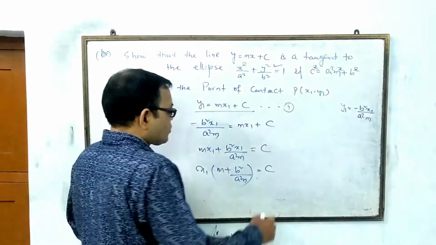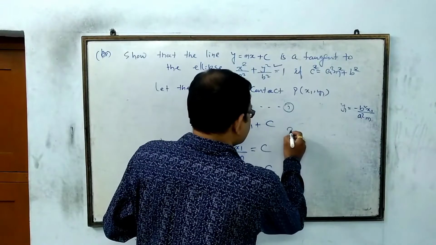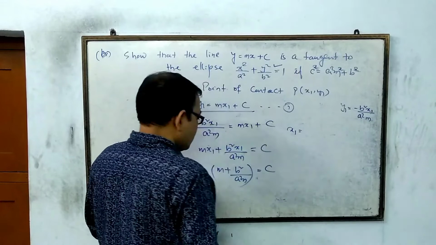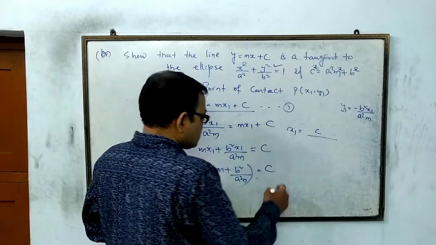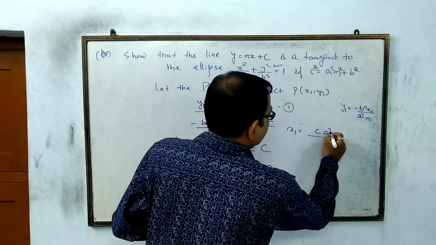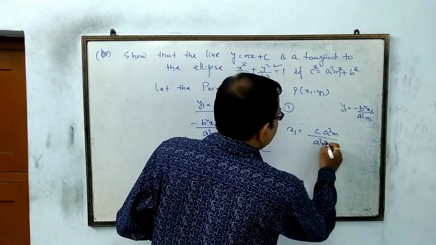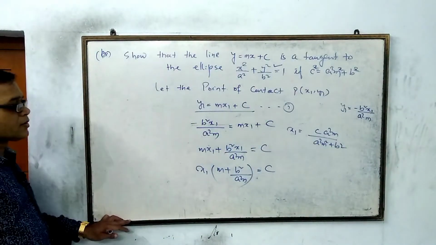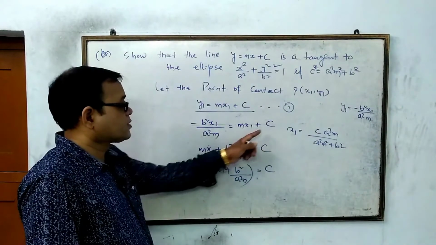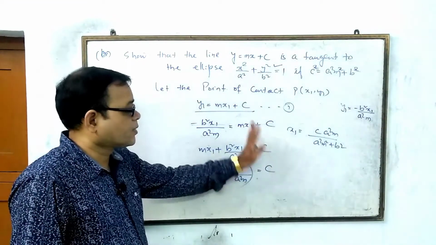Then what would be the value of x1 after solving? x1 equal to c by a square m square plus b square by a square m. So it will be a square m by a square m square plus b square. This is x1. We got it, I think. Everything is okay? Yes? C is equal to this much? Yes, x1 will be equal to that.